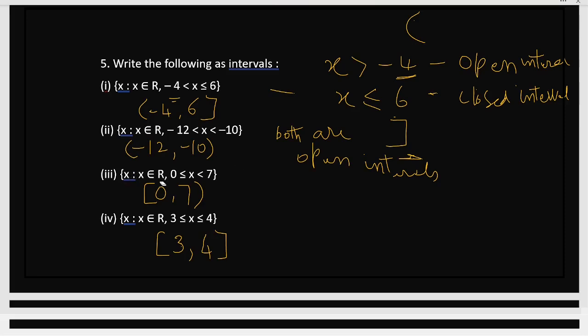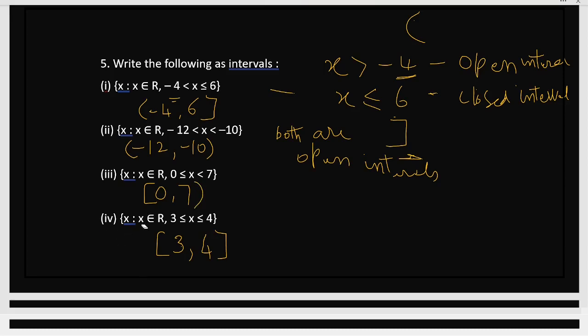Third one, {x such that x belongs to R such that 0 is less than or equal to x is less than 7}. So x is greater than or equal to 0, that means 0 is included, a closed end. So we'll give a square bracket, 0 comma, x is less than 7. So 7 is not included. Up to 7, all the numbers are there. 7 is an open end, so we will give a parenthesis.